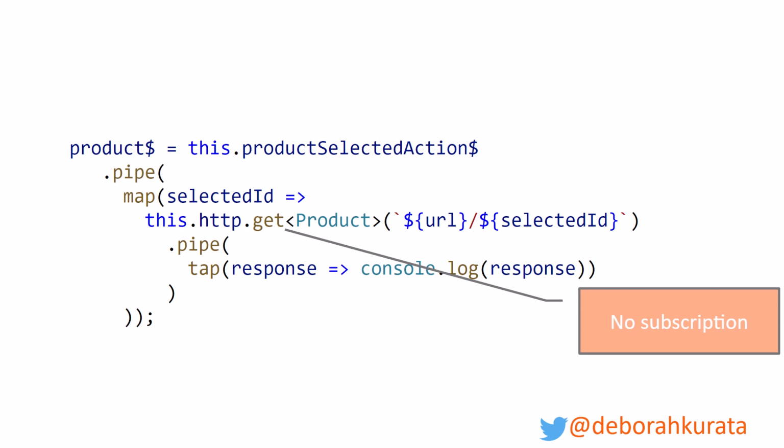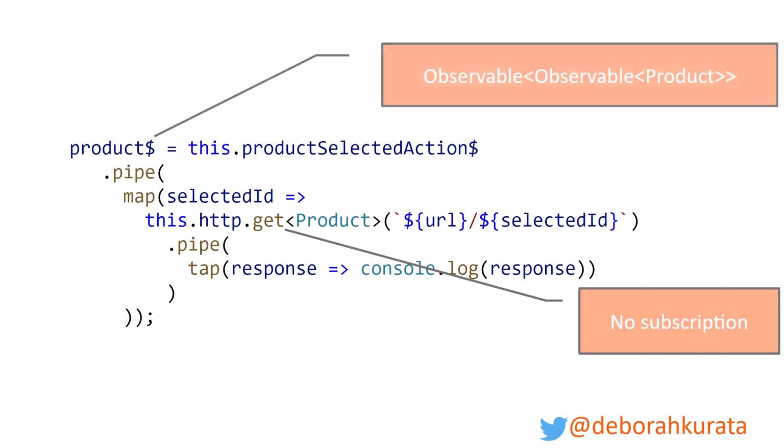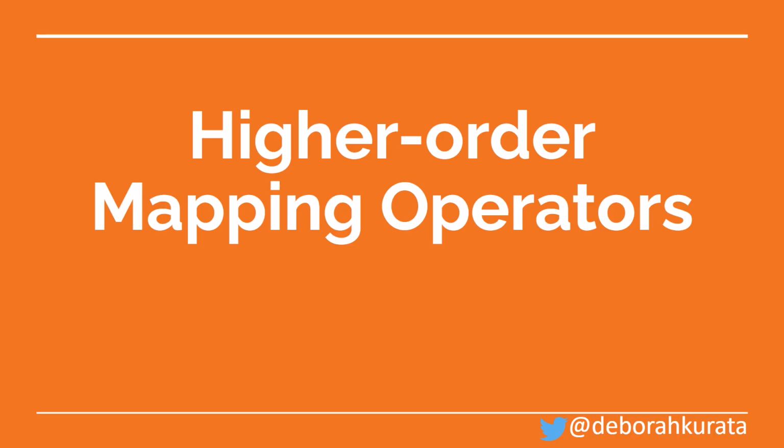The other interesting thing is if you're in the editor and you hover over product dollar, you'll see that its type is observable of product. And, you know, that's just not right. That's not something that you're going to want to deal with or try to unwrap yourself. So how do we deal with this? And the answer is higher order mapping operators. Yay. So let's talk about what those are.